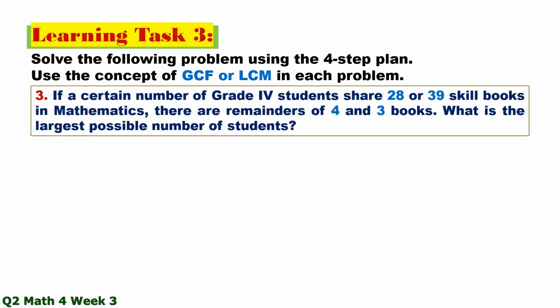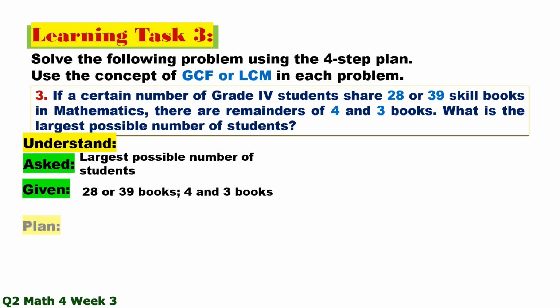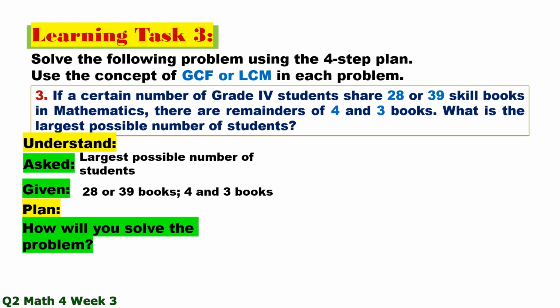Number 3. If a certain number of grade 4 students shared 28 and 39 books in mathematics, there are remainders of 4 and 3 books. What is the largest possible number of students? What is asked? Largest possible number of students. Given 28 and 39 books, 4 and 3 books. How will you solve the problem?